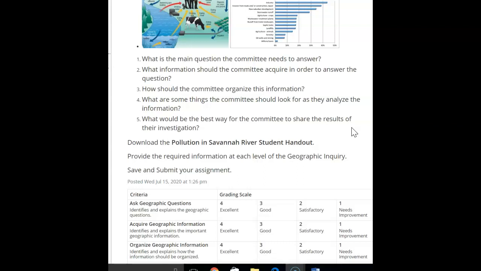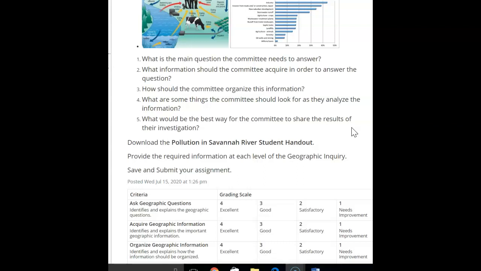What are some things the committee should look for as they analyze the information? What are some possible solutions? What are some patterns that they might find, some connections that they might find? What are some things that they might investigate as they are looking and analyzing the information?